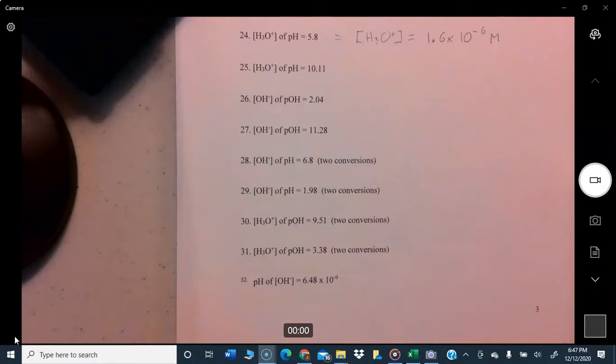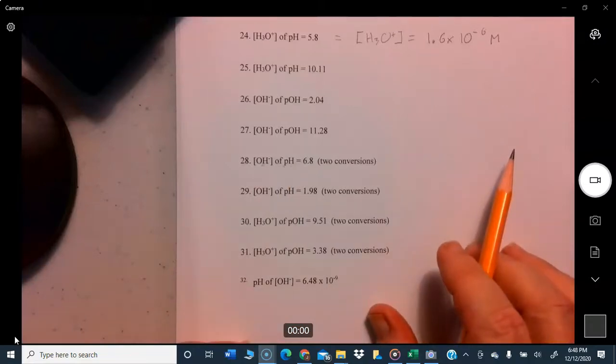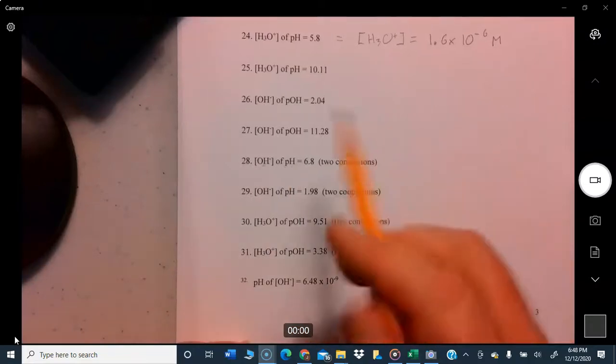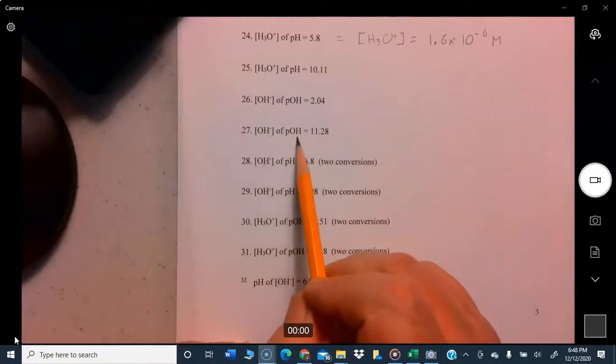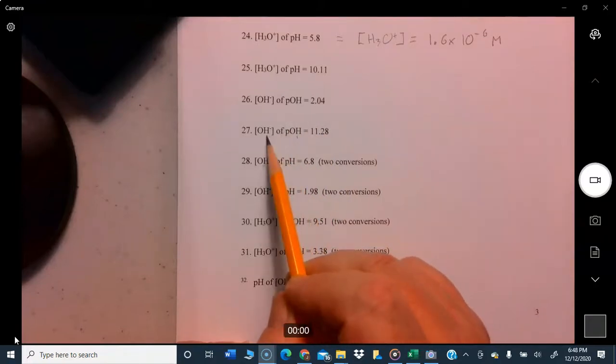Now we're going to do a few that require two conversions. So we're going to go from OH to pH. There are two ways to do it. You either convert from OH concentration to hydronium concentration and then from hydronium to pH, or you go from OH to pOH and then from pOH to pH. I'll go ahead and do the second one.